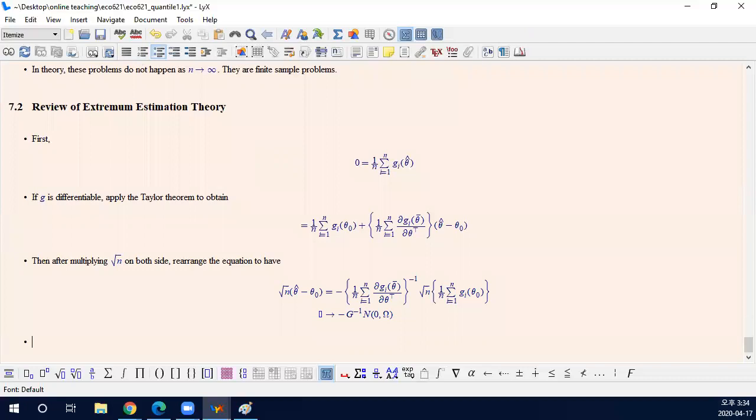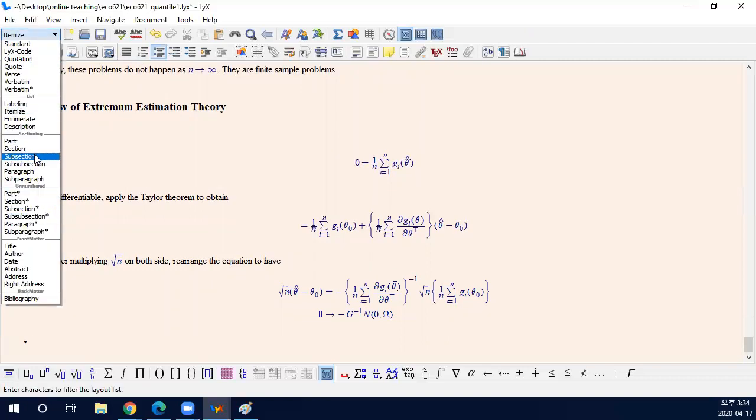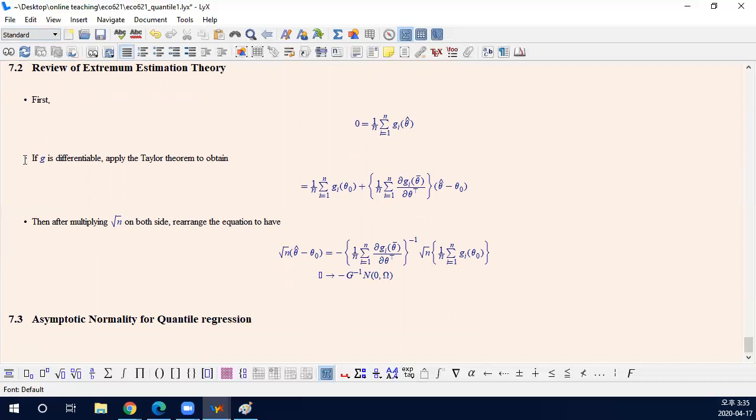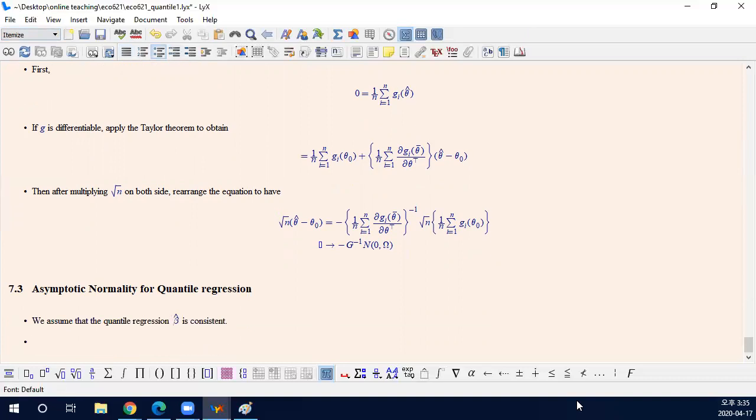Now we will assume asymptotic normality for quantile regression. We will assume that the quantile regression estimator beta hat is consistent. Consistency is not that much different, because consistency does not use the Taylor expansion. So showing consistency is not that difficult, it is pretty much obvious and does not cause much problem. So we will just believe that it is consistent.